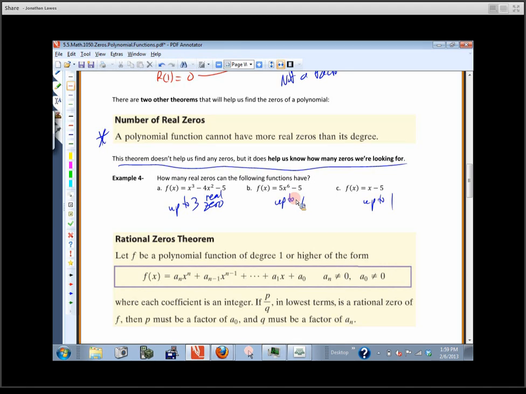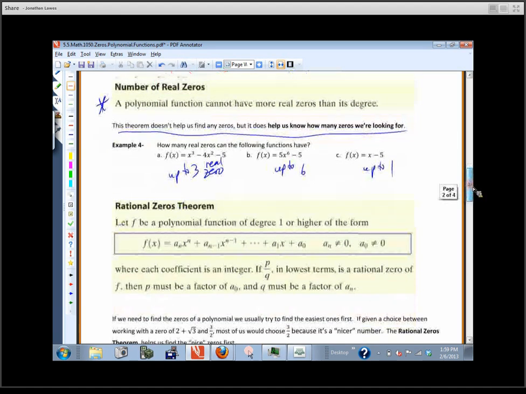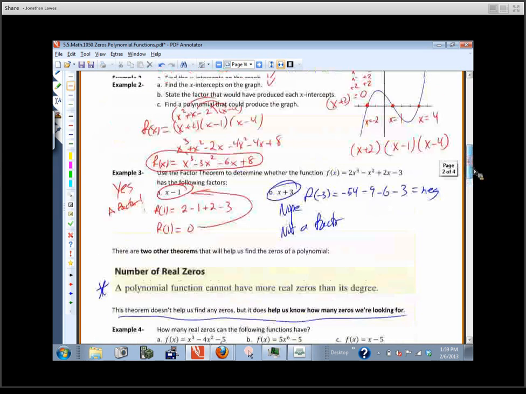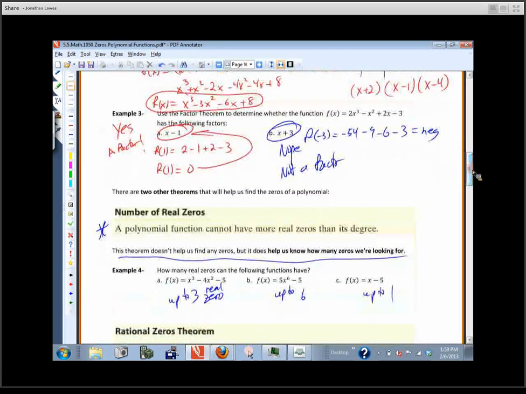Okay, any questions? Are there any questions on anything we've done so far? So the remainder theorem, the factor theorem, and the number of real zeros. Yeah. So for the real zeros, do they correlate with the turning points? To some extent they do.